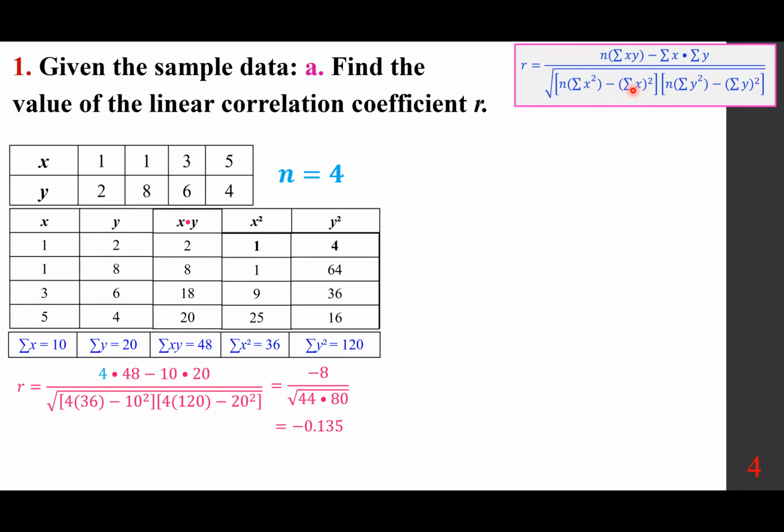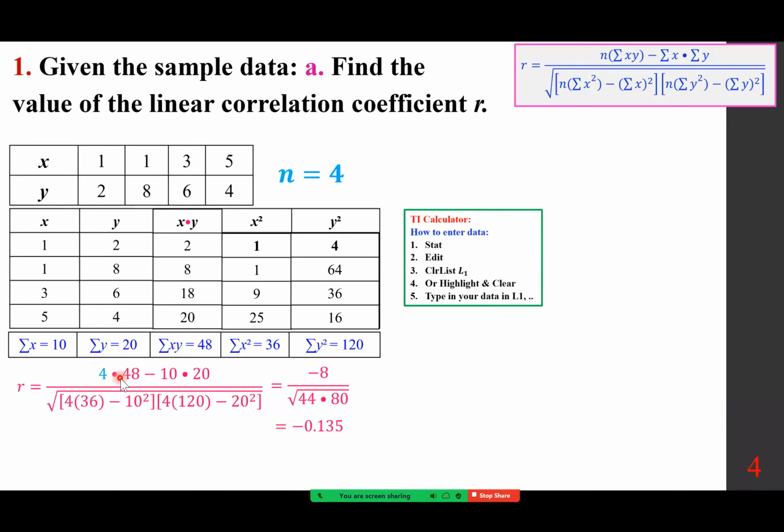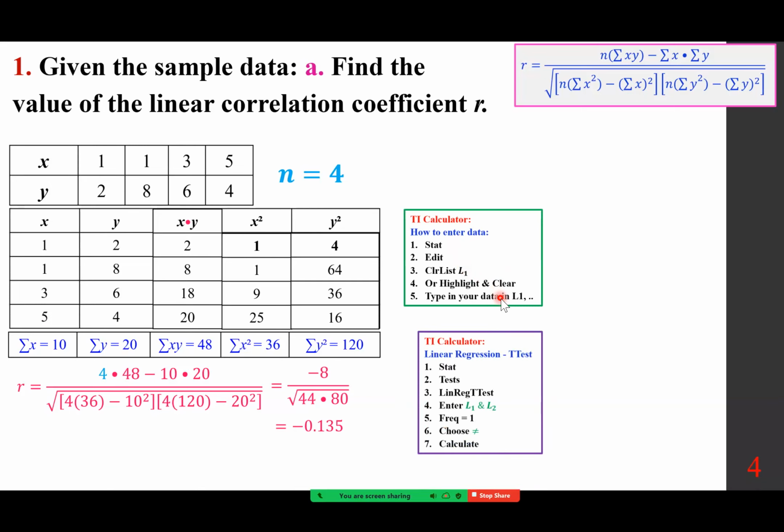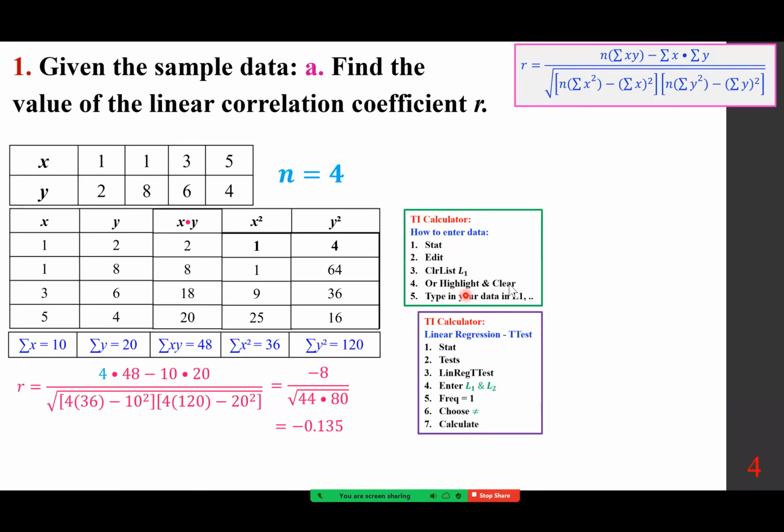So if you were to put this into a calculator, first you have to put it in L1 and L2. In L1 goes X values, in L2 goes Y values, for example. So first, stat edit, clear lists L1 and L2. So first and foremost, in L1 put 1135, in L2, 2864. Then you run the linear regression t-test.